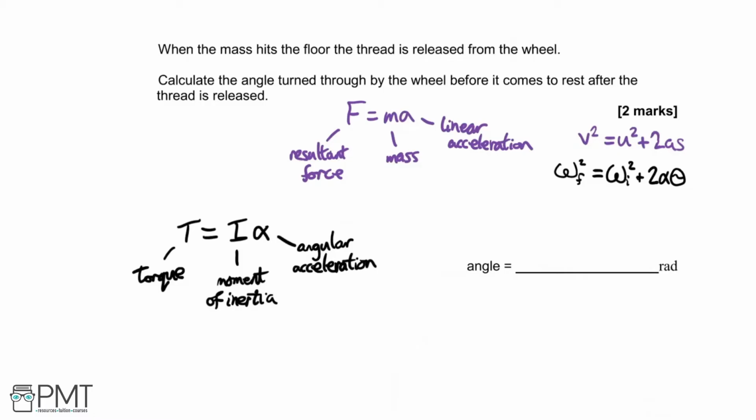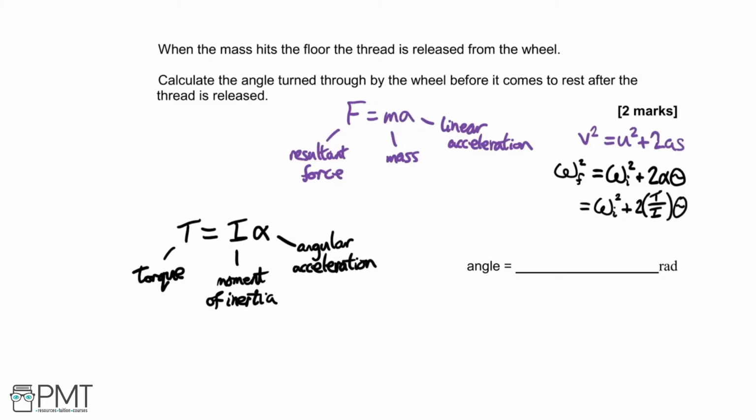Now remember, this value of theta, this angle turned, is what we want to calculate. So what we're going to do is substitute the torque is equal to moment of inertia times angular acceleration equation into this angular Suvat equation using this alpha. So instead of saying alpha, we're going to say T divided by I.